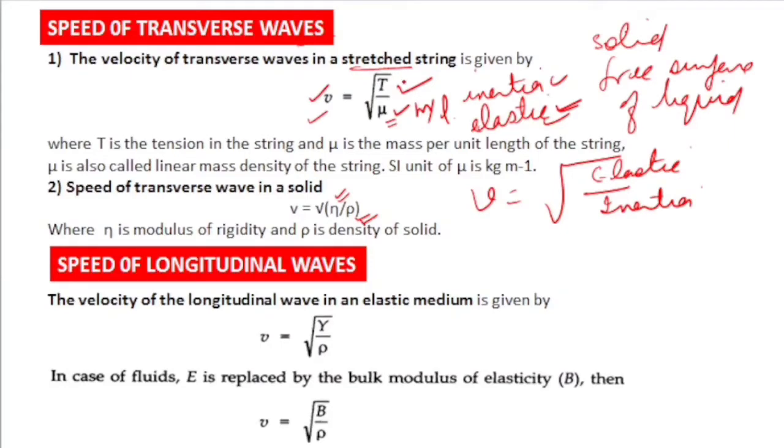Elasticity means tension provides elasticity, and this mu, mass per unit length, is also called linear mass density. It provides the inertial factor. Its unit is kilogram per meter.